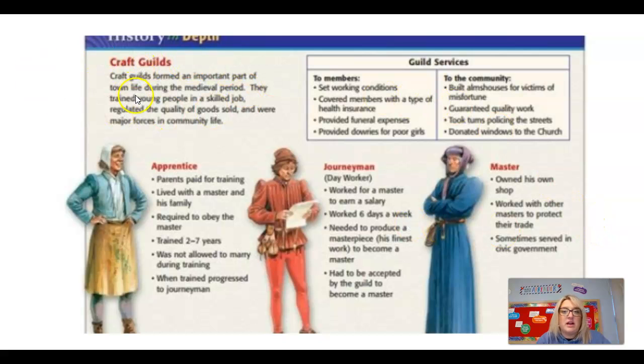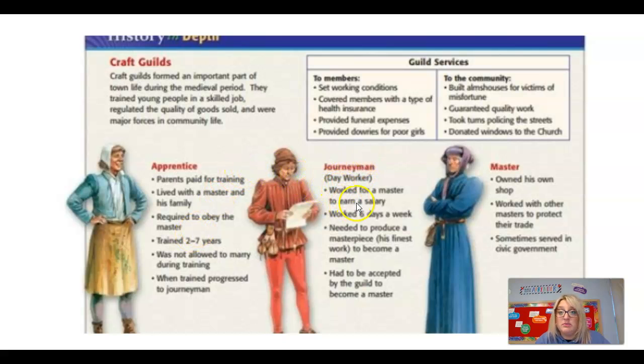So this would be a craft guild. I know it's a little blurry, but I'll go through it. This is kind of how you'd start. You'd start as an apprentice, so you wouldn't really be paid. You actually paid to be trained. And then you trained for about 2 to 7 years. You lived with your trainer, and then you would progress. And you would be required to master that skill.